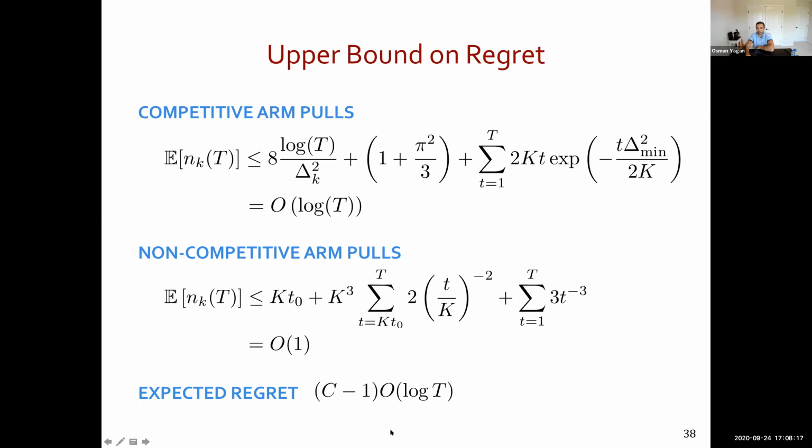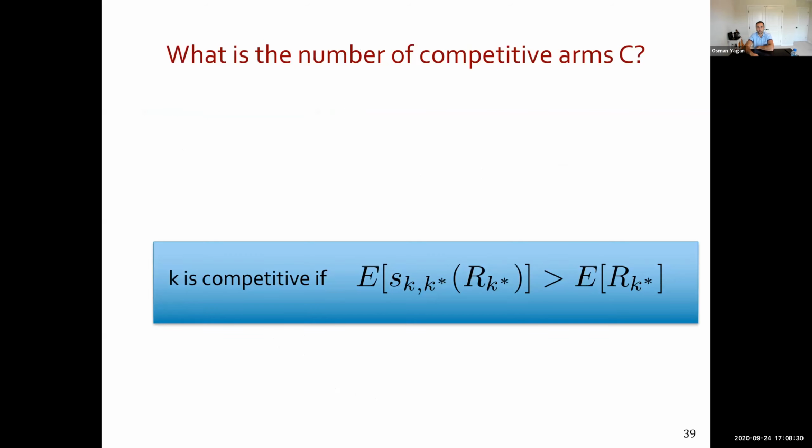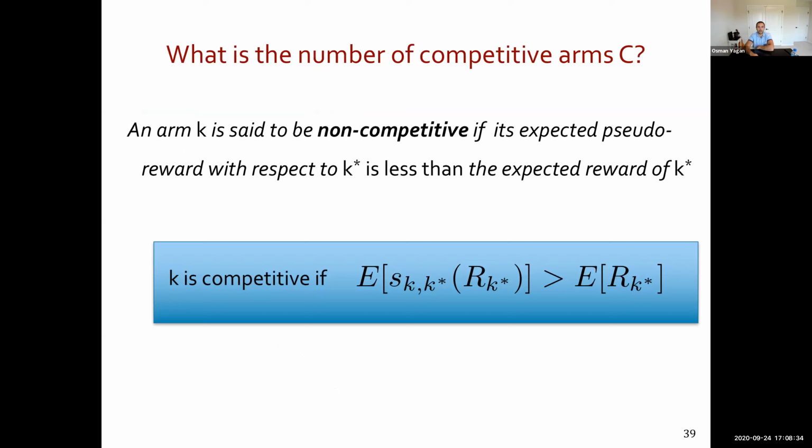Therefore, expected regret again scales like C-1 times order of log T. And there are cases again where C is 1, in which case the regret of this algorithm will be order 1. The number of competitive arms, again, the definition is repeated here. It is non-competitive if its expected pseudo reward with respect to the best arm, K star, is less than the expected reward of K star.